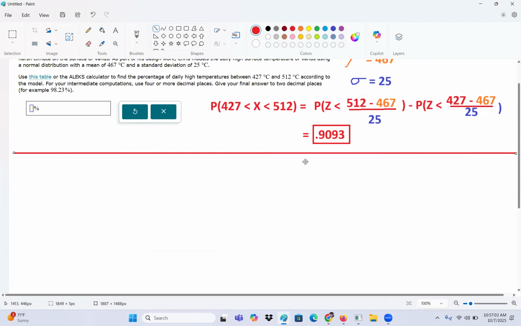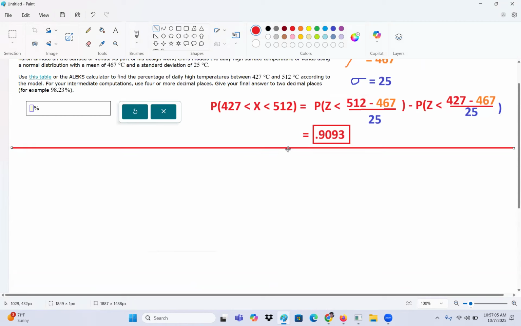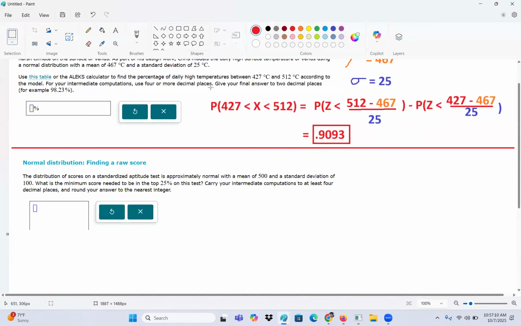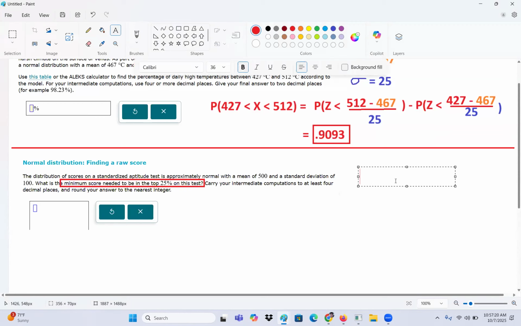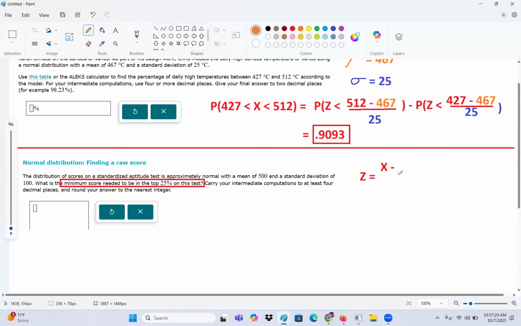Then I'm going to tell you the topics that we should focus on for the exam. So now the question asks, what is the minimum score needed to be in the top 25% of the test? So instead, we're going to get z equal to x minus the mean, divided by the standard deviation.